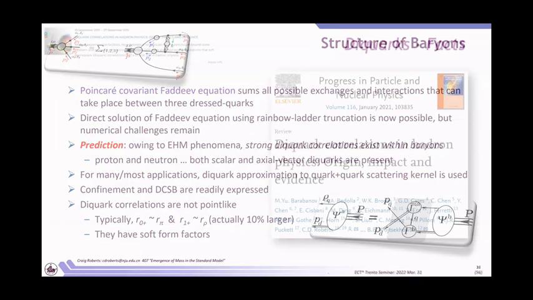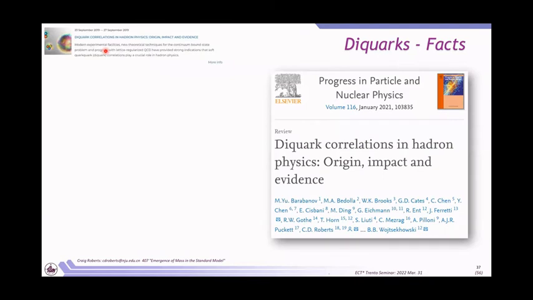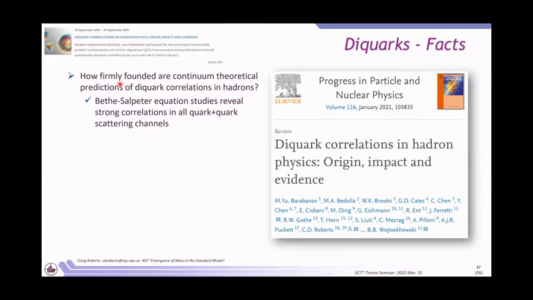This was explored a couple of years ago at a workshop at ECT*. And from that workshop, a volume was developed about diquark correlations, their origin, their impacts in the experiment, and the empirical evidence. The question was asked: how firmly founded are these predictions of diquark correlations? The Bethe-Salpeter equation reveals that strong correlations exist in all quark-quark scattering channels.